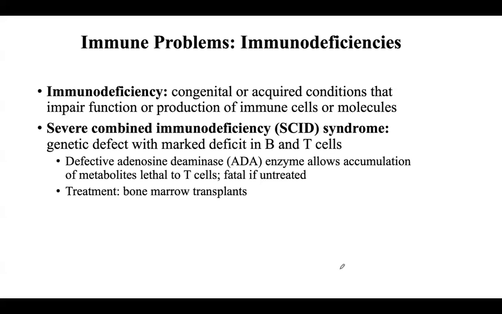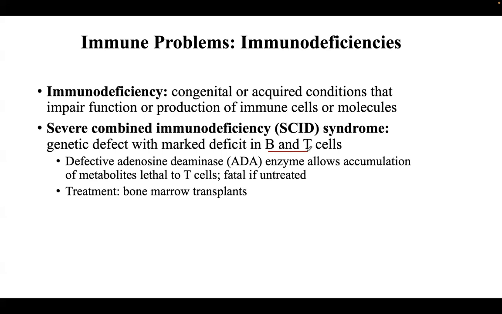All right. What is immunodeficiency? Immunodeficiency simply means a congenital or acquired condition that is impairing your immune cells. It's making them less workable. What is SCID, or severe combined immunodeficiency? It means it's a genetic defect where you are deficient in both T and B cells. That's why it is called severe combined immunodeficiency syndrome. So you are deficient in both the lymphocytes, T and B cells.